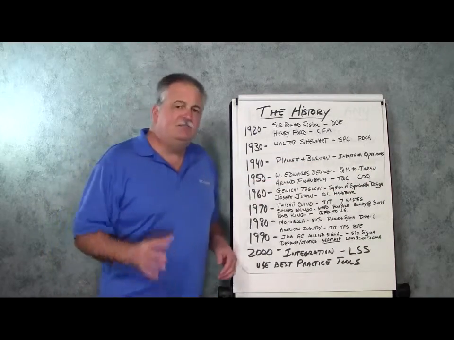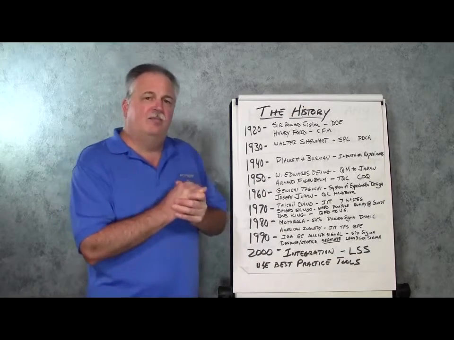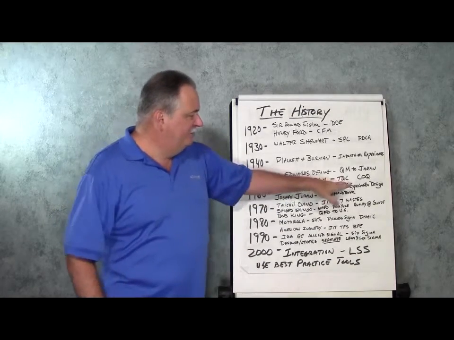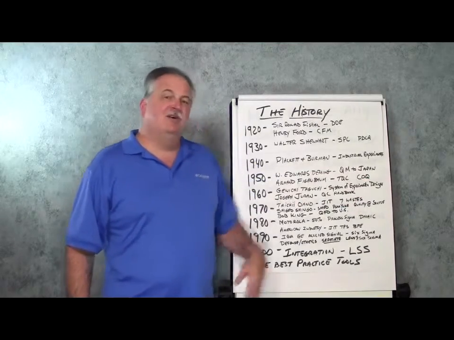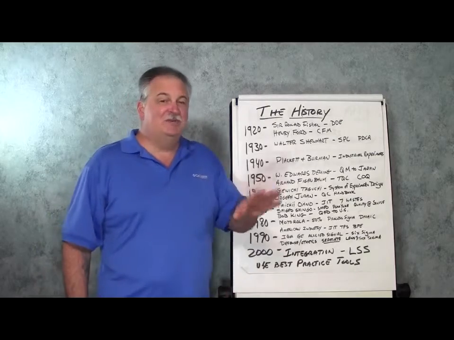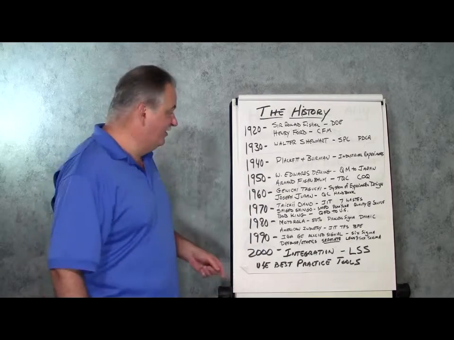Armand Feigenbaum. Not too many people may know of Armand, but he developed the total quality control concept, and he also invented this thing called cost of quality. No, it wasn't Phil Crosby, although he would like to take credit for that.